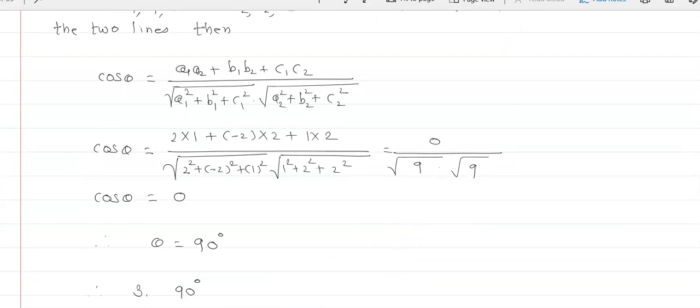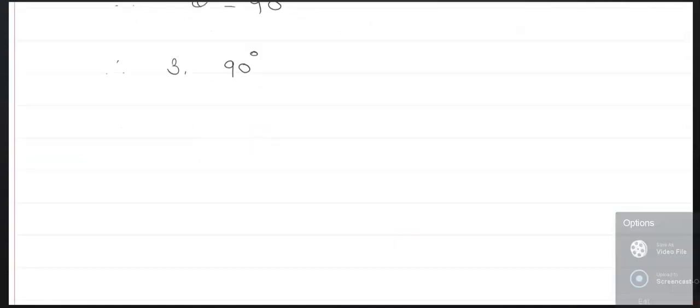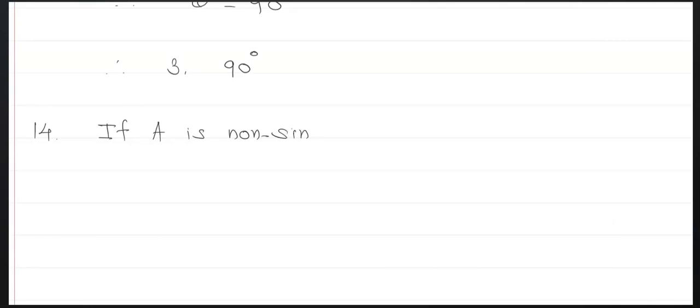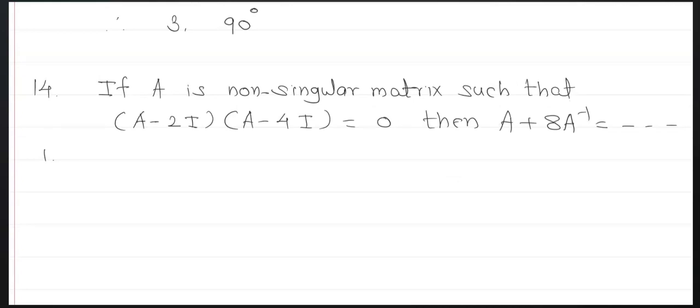Option 3 is the correct one. Now next is question number 14. If A is a non-singular matrix such that (A minus 2I) into (A minus 4I) is equal to 0, then A plus 8 into A inverse is equal to: the first is I, second is 0, third is 6I, fourth is 3I.